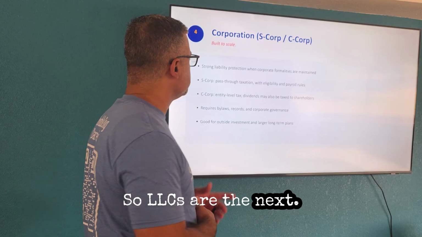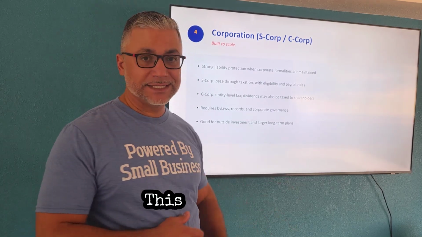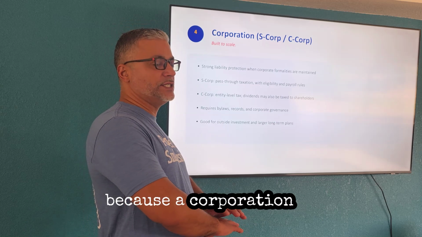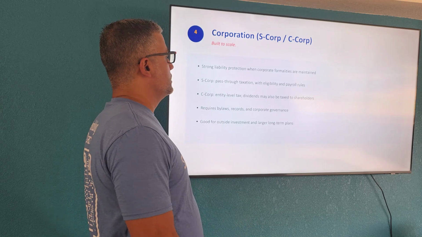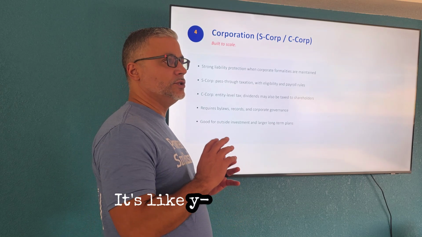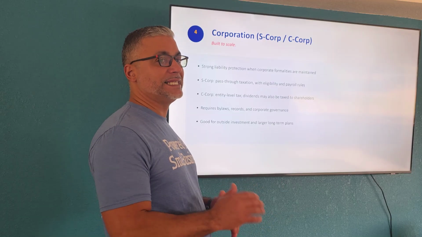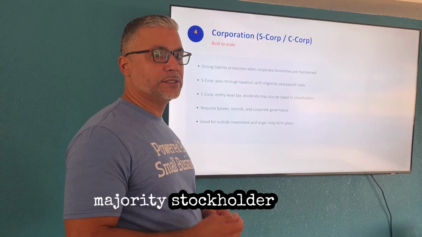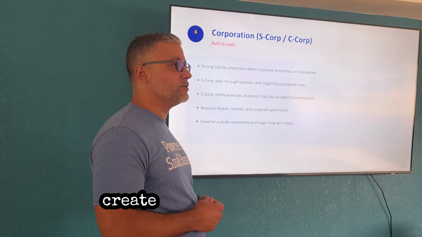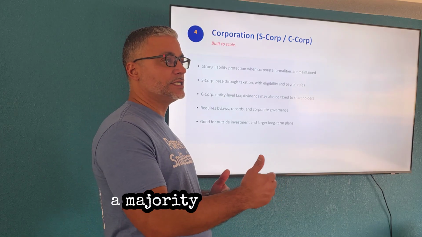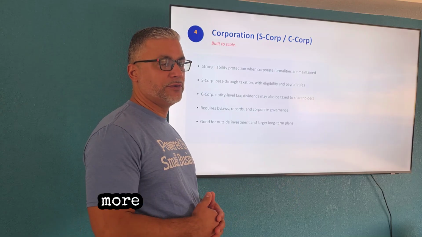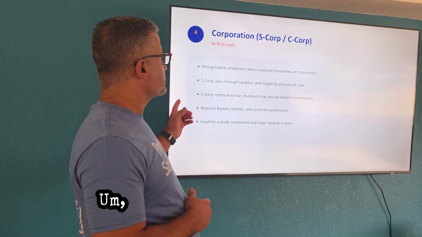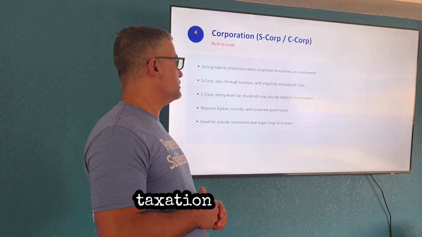So LLCs are the next. And then corporation. This is the one. This is the big dog, right? You got the strong liability protection because a corporation is completely separate from you. It's like you start a business, believe it or not, you start a corporation, it's not your business. Right? You can be the majority stockholder, because in the beginning you're a stockholder when you create a corporation. You will start out as a majority stockholder, but as your business grows and you bring in more investors, that ownership goes down.